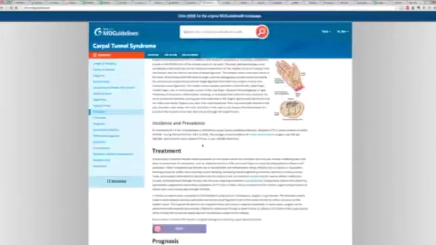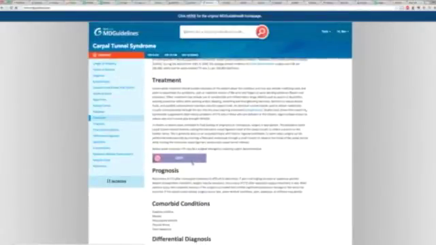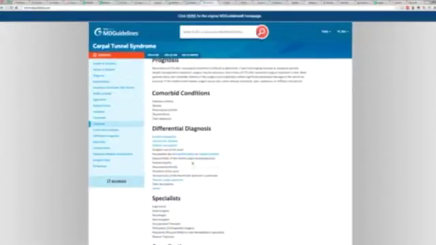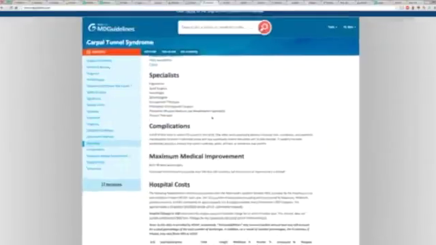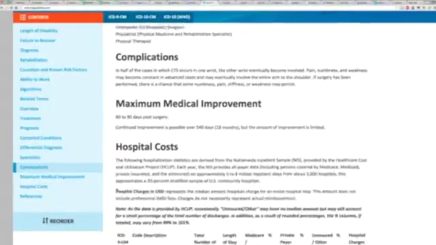Okay, incidence and prevalence just gives us a little bit of info on that. Treatment, you can go straight to the DART tool again. Prognosis, comorbid, and actually a really useful part of this is the type of specialist that should be involved. Again, if you ask an individual, have you had any involvement from these therapists, these specialists, and that individual says to you no, then clearly there's something wrong with that person's treatment plan. Complications, and then maximum medical improvement.